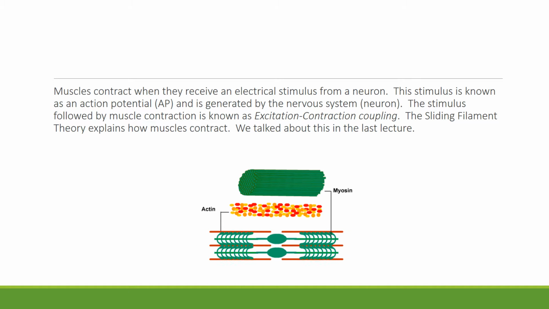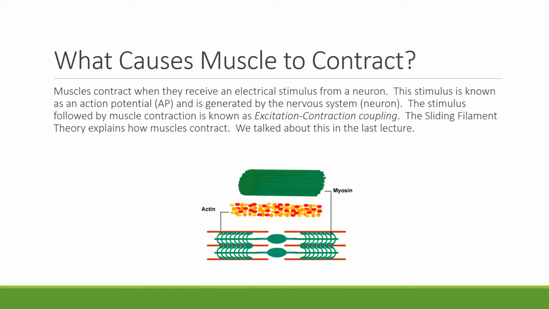So what causes a muscle to contract? Muscles contract when they get an electrical stimulus from a neuron or a nerve cell. This stimulus is known as an action potential, or an AP, and it's generated by the nervous system, specifically by the neuron of the nervous system. The stimulus followed by muscle contraction is called excitation-contraction coupling.